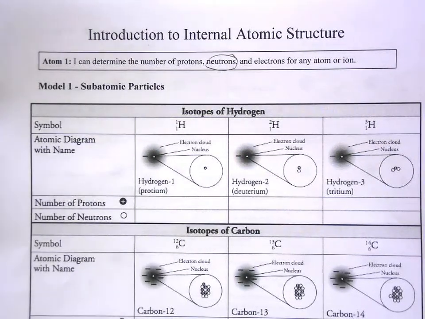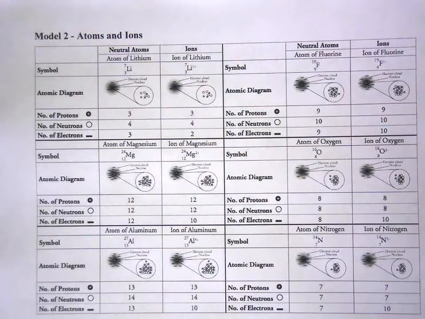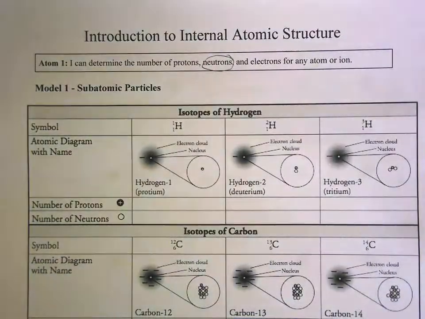I want you to look in your folder and find this paper that says Introduction to Internal Atomic Structure. It'll be a two-sided sheet. Model 1 is on the front. The second page has Model 2 and also Model 3 down at the bottom. The companion for these models is going to be a packet that you were given.